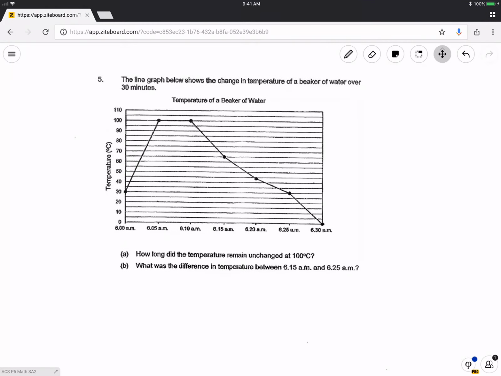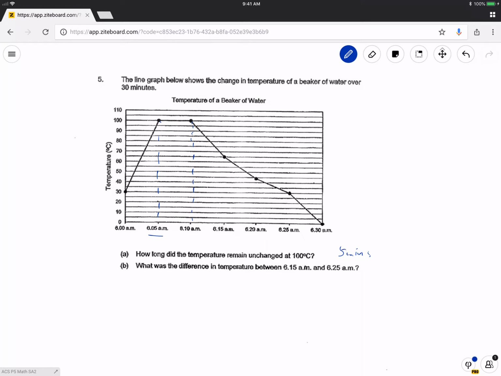Next. A line graph shows the change in temperature of a beaker of water over 30 minutes. How long did the temperature remain unchanged at 100 degrees Celsius? So the timing is from 6:05 to... Okay, I don't have a ruler, but I'm thinking it's about 5 minutes, right?